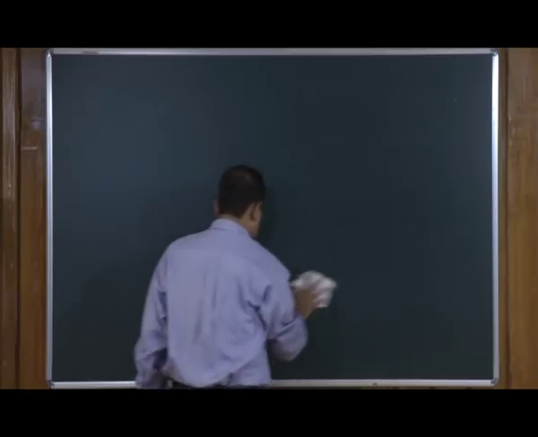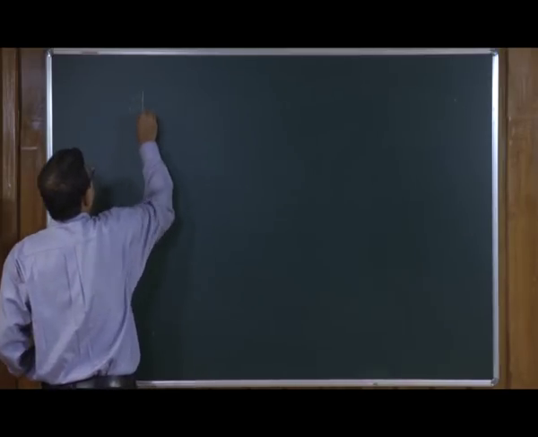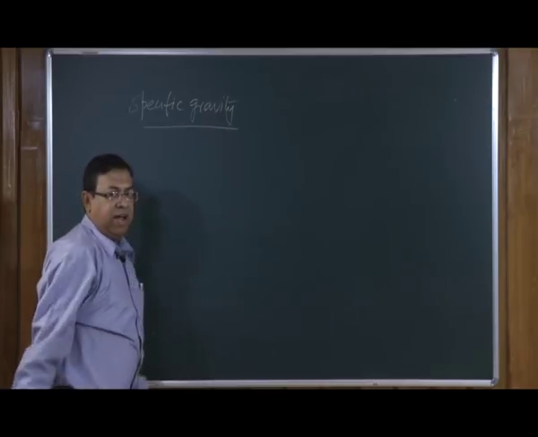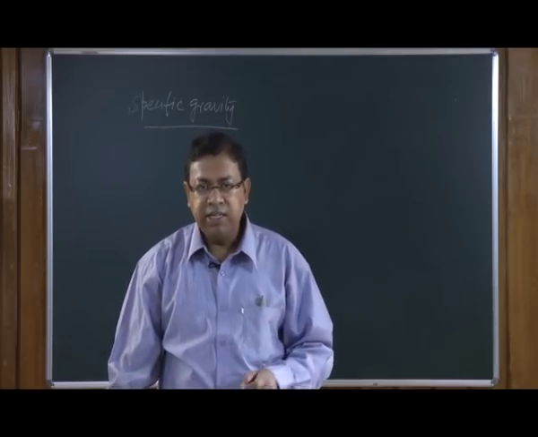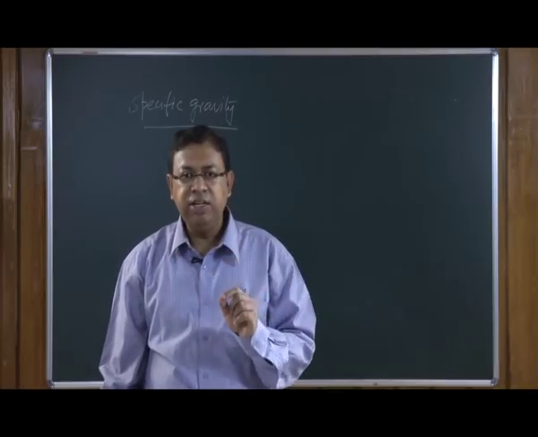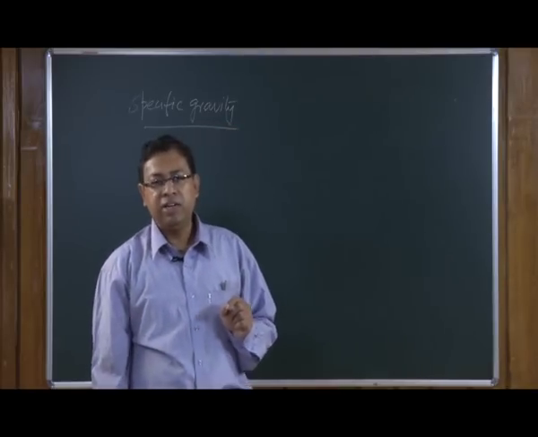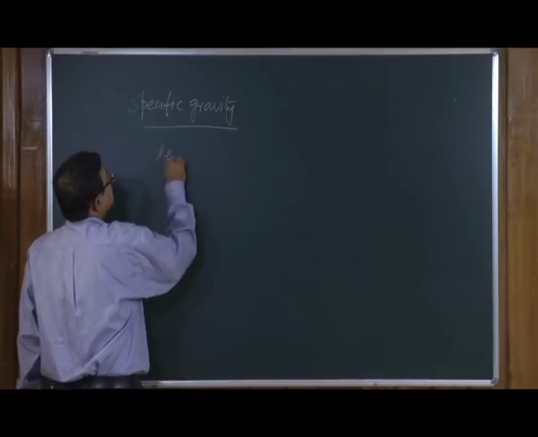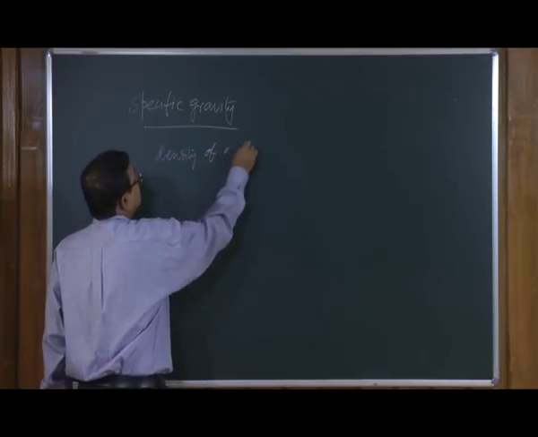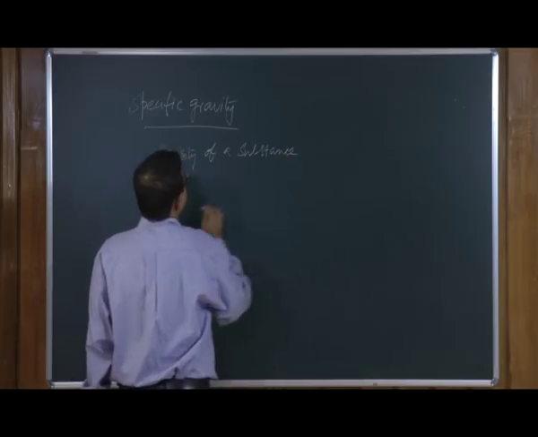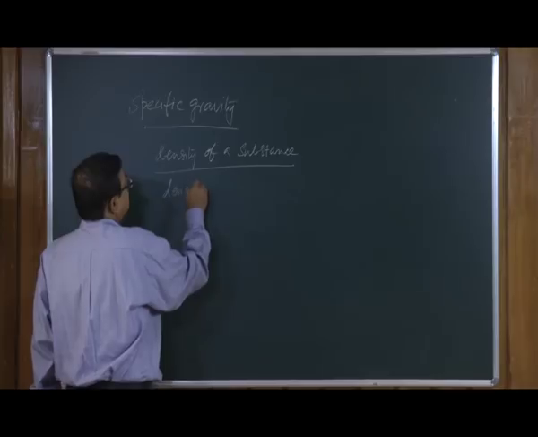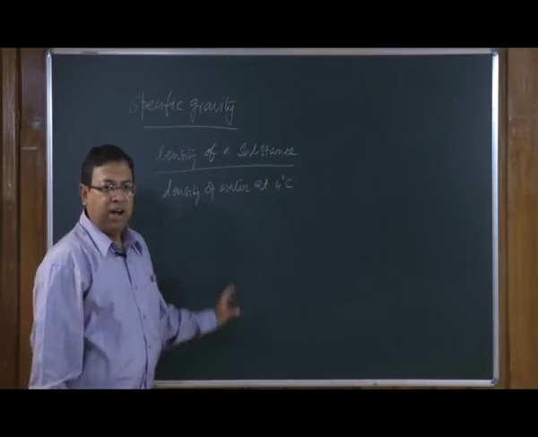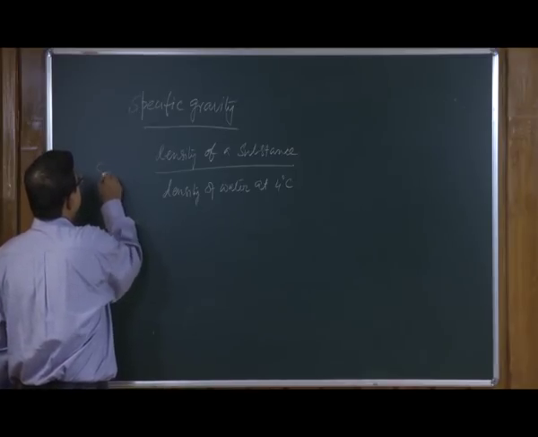And specific gravity is defined as the ratio of the density of a substance divided by the density of water at 4 degrees centigrade. So, it is a dimensionless quantity. So, this is the density of a substance divided by density of water at 4 degrees centigrade.